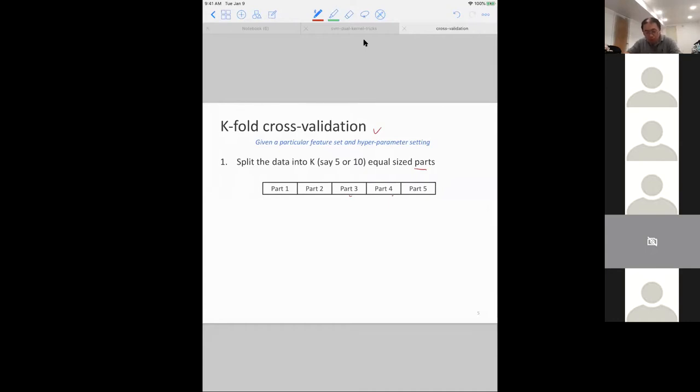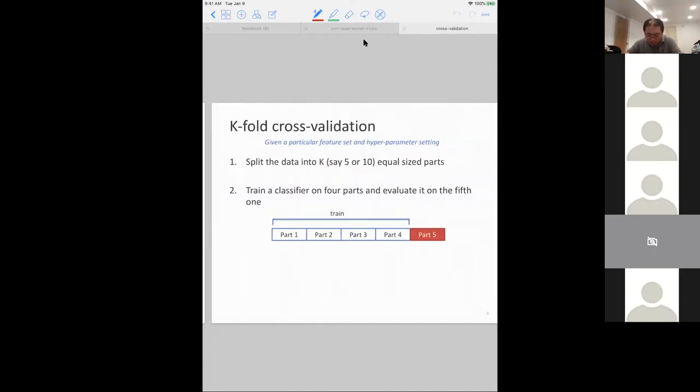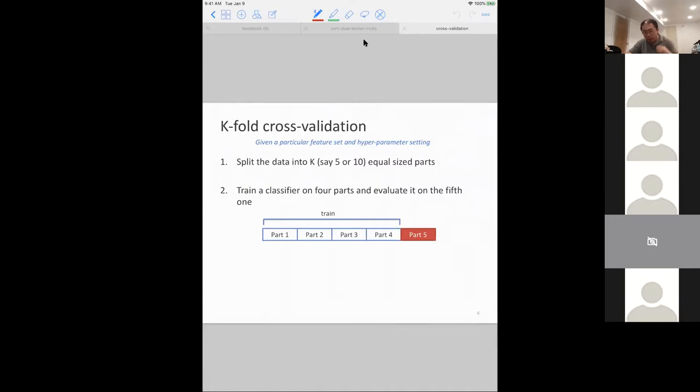To do the cross-validation, each time I choose one part as the test set and use the remaining as the training set. Then I train the model with a particular hyperparameter, say C equals 0.1, and then I test the trained model on this test set or validation set. Then we finish one fold.